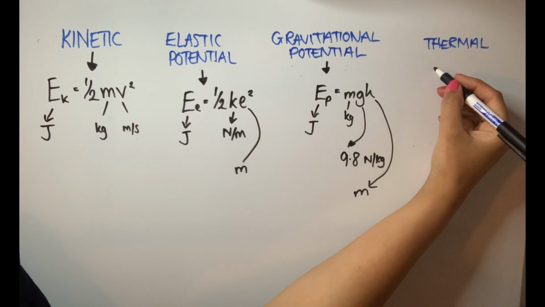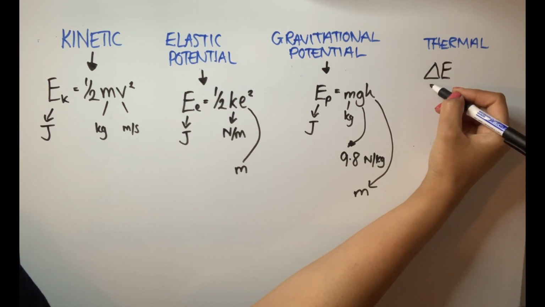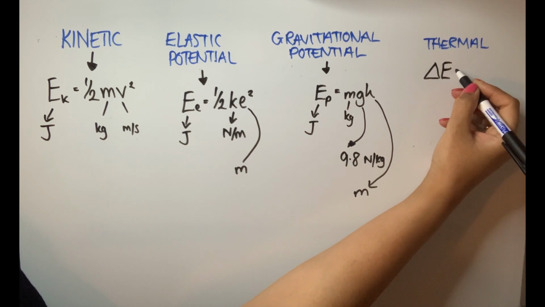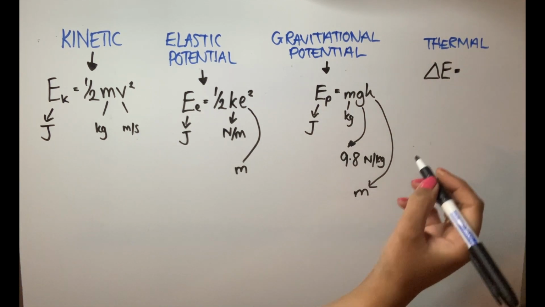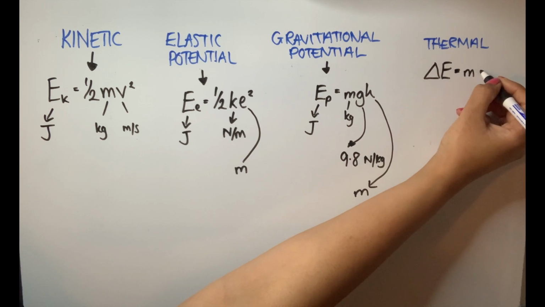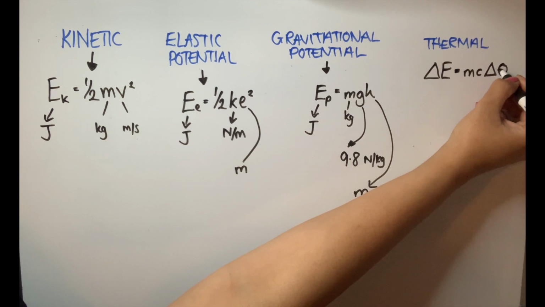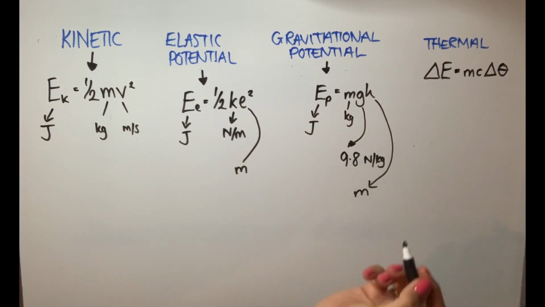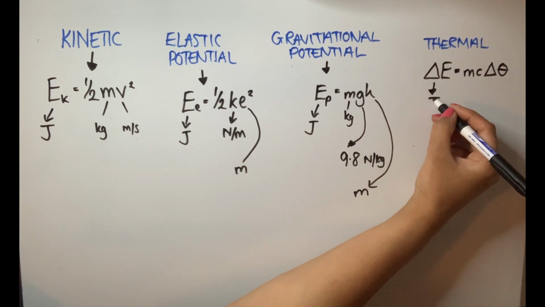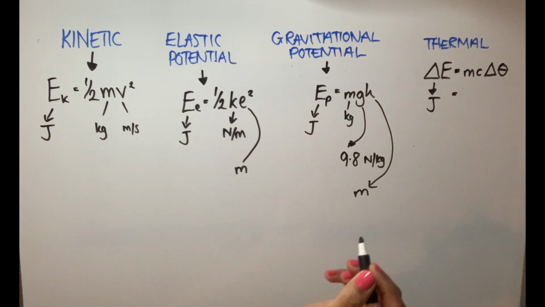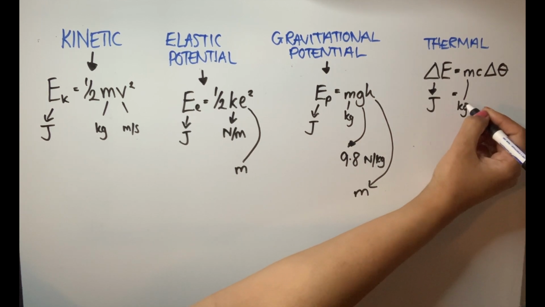Thermal energy is usually measured as a change in internal energy, and this triangle is called delta, and that means change. So we have our change in energy, and that is measured with m, small c, and then delta theta. Theta denotes temperature. So change in internal energy is going to be measured in joules. M is the mass of the object that you're using, so that would be measured in kilograms.